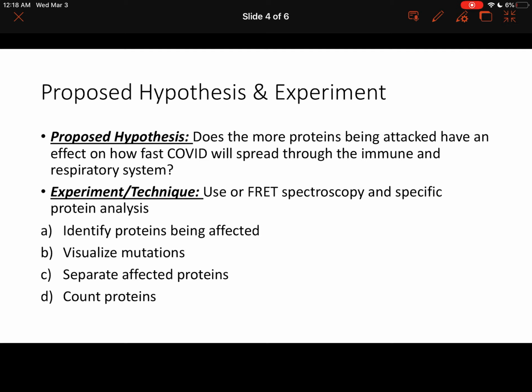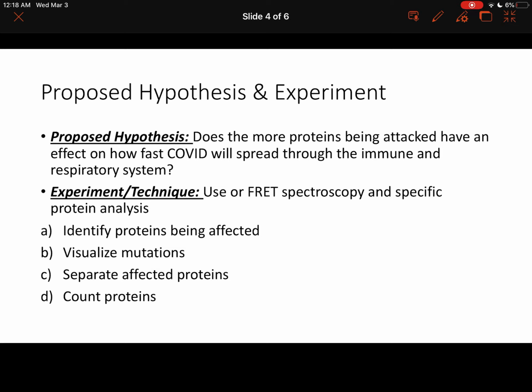So my proposed hypothesis is, does the number of proteins being attacked have an effect on how fast COVID will spread through the immune and respiratory system? As we know, different patients are having different levels of COVID. Some are being intubated in the hospital, some don't even show symptoms, some don't even have a headache, and others will have skyrocketing fevers. So that was my experiment that I wanted to do.